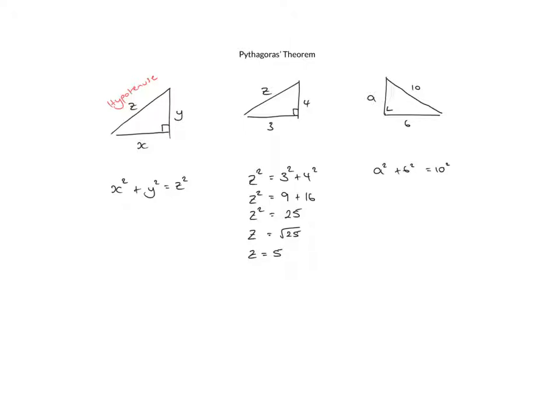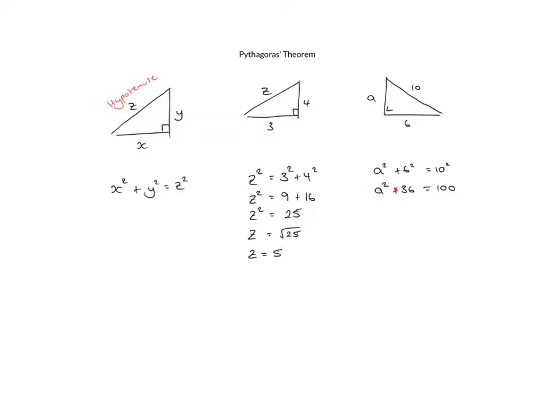Once we've done that, we can't calculate a squared, so a squared stays the same. And the plus 6 squared here now becomes plus 36, because 6 squared is 6 times 6, which is 36, and that is equal to 10 squared, which is 100. Now, we have this plus 36 on the left-hand side, and we have to get all of the numbers over to the right-hand side and leave just the letters on the left-hand side.